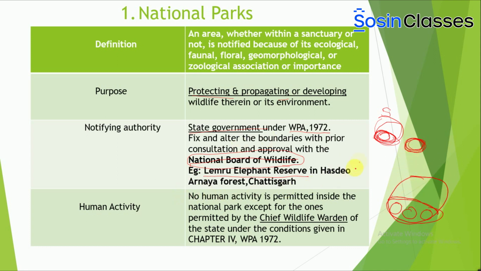Human activity. No human activity is allowed inside a national park except in certain cases where the Chief Wildlife Warden's permission is necessary. The Chief Wildlife Warden draws his or her powers from Chapter 4 of the Wildlife Protection Act 1972. And what these exceptions of human activity are will be discussed later in the coming slides.